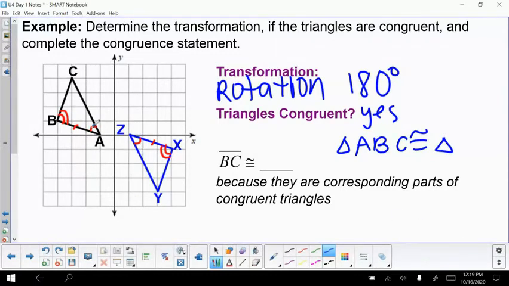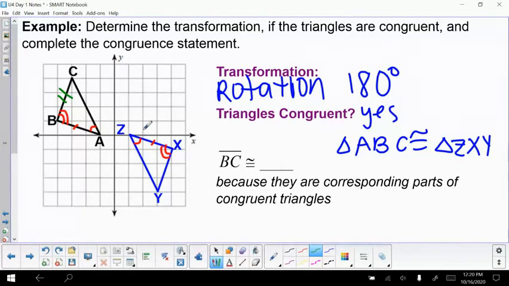A has one marking, so that means Z would go first. Then B has two markings, so X would go next. And C doesn't have any, so that would go with Y. Then it wants to know what would be the corresponding part to BC. Since the triangles are congruent, we could also say other things are congruent. Right now only three things were marked, but we know it's a rotation, a rigid motion, so the triangles have to be congruent. So all the sides and all the angles are going to be congruent. We want to know which one goes with BC.